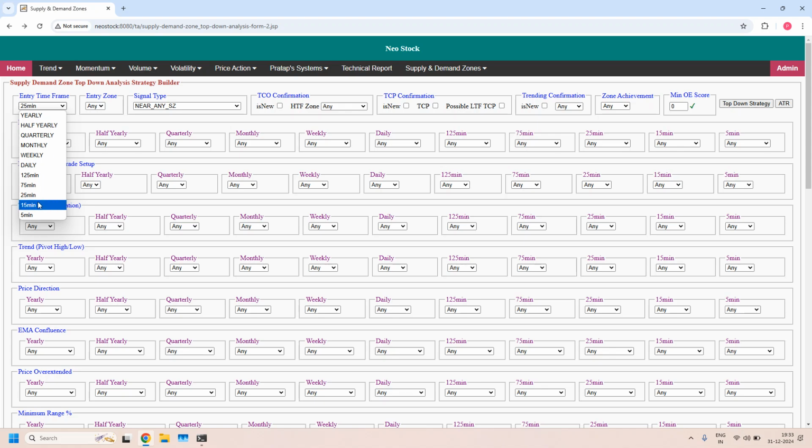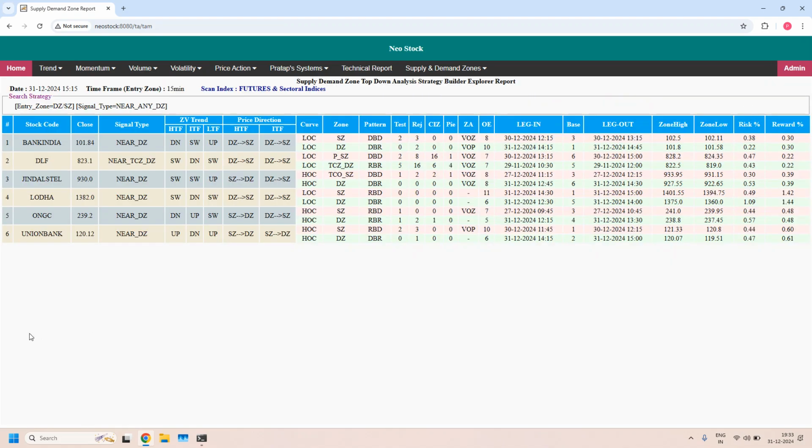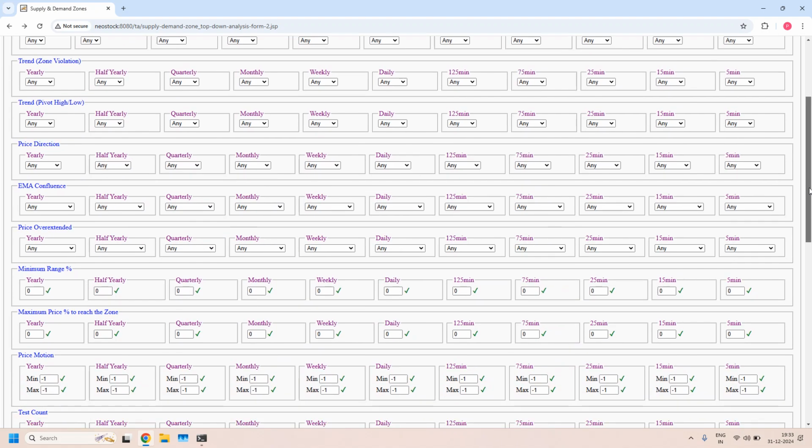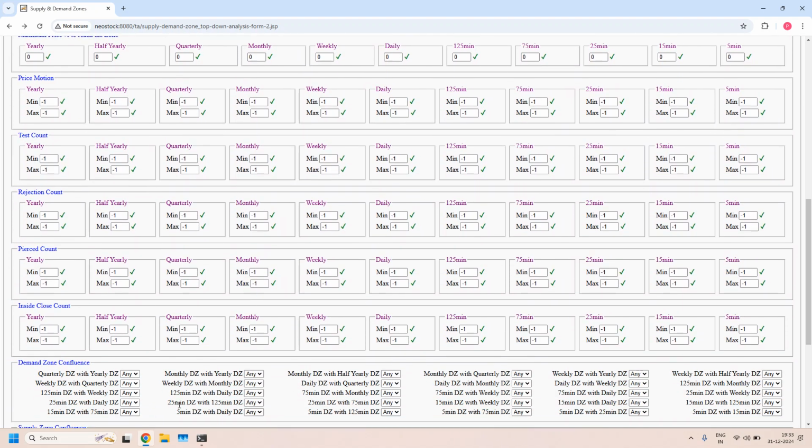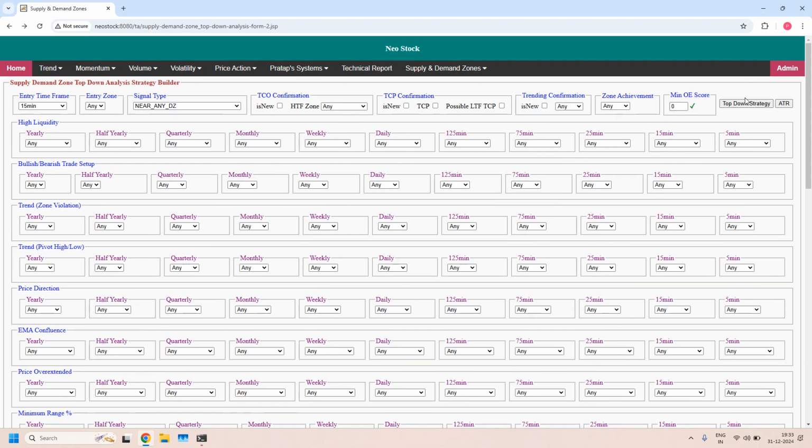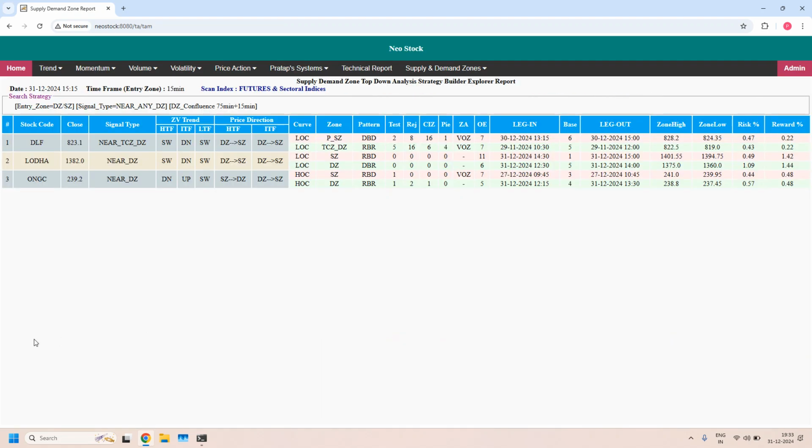Next time frame is 15 minutes. Stocks near 15 minutes demand zone. 6 stocks are filtered. Let us identify whether any of these stocks have ITF demand zone confluence, that is 15 minutes and 75 minutes demand zone confluence. I am enabling that filter. So with this filter, we got 3 stocks. That means these 3 demand zones are part of the 75-minute zone, but the first one is already pierced, so it is invalid.